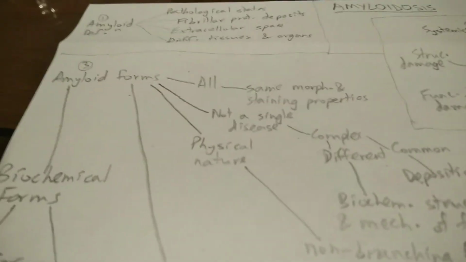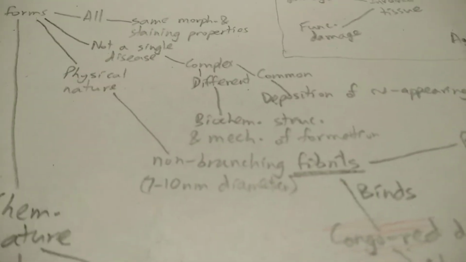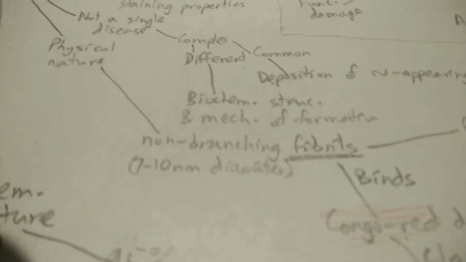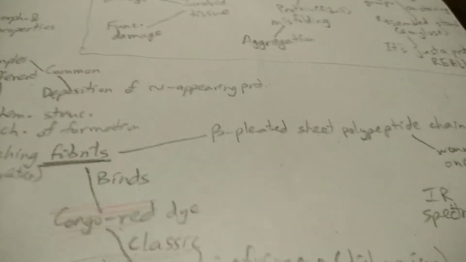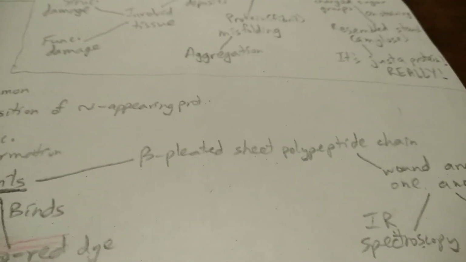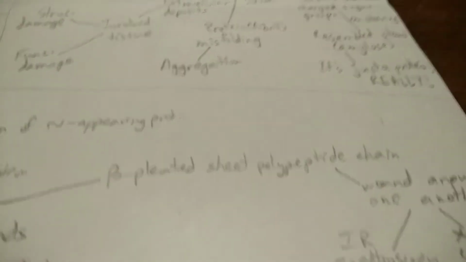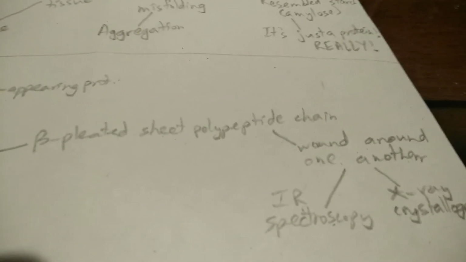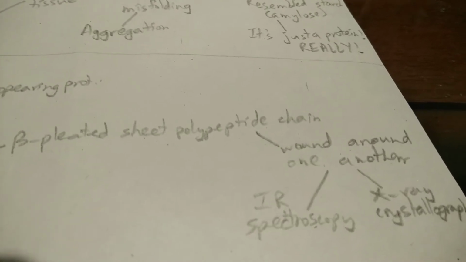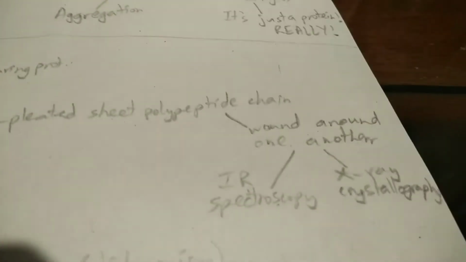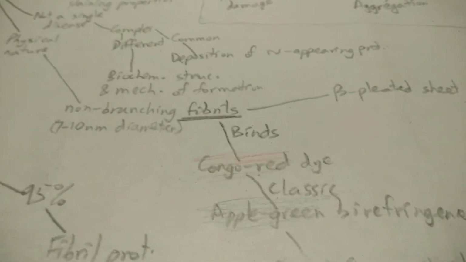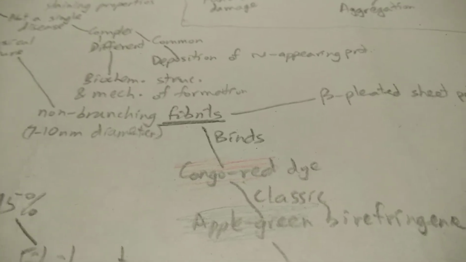So the physical nature of these amyloid proteins is that they're non-branching fibrils. They're often 7 to 10 nanometers in diameter, right? So they're actually beta-pleated sheets, which are polypeptide chains, and they typically twist one around another. And you can find this in cases of infrared spectroscopy and X-ray crystallography, all right? And you find that they bind together.